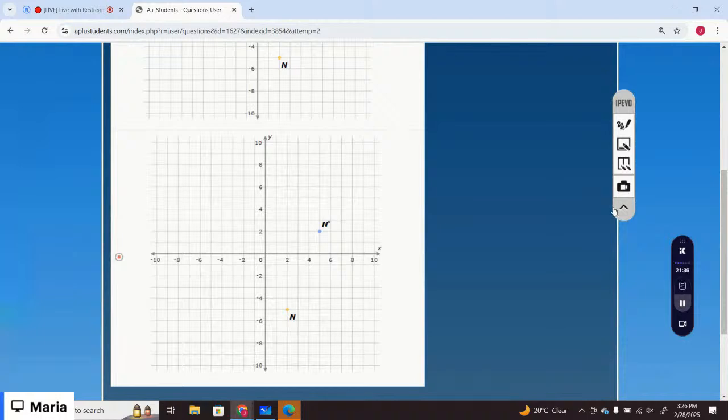(0, 0) is fixed. You have to move 90 degrees counterclockwise. So it will be moved from quadrant 4 to quadrant 1. This point is fixed. You just have to move this point. So that is (5, 2). Option number 2 is the correct option. Got it?